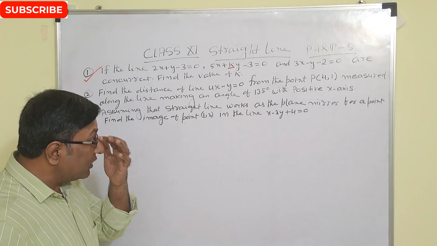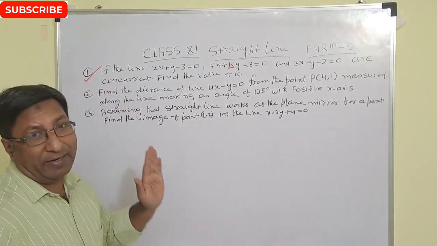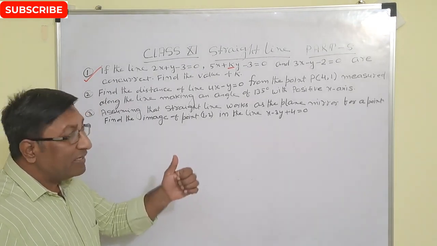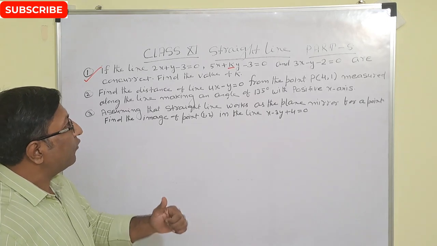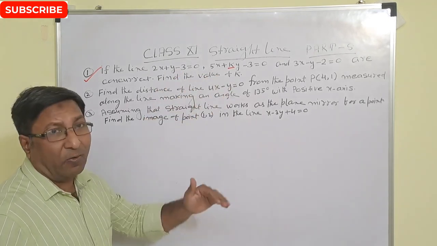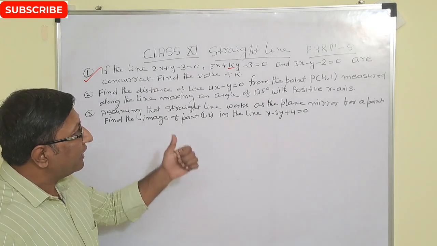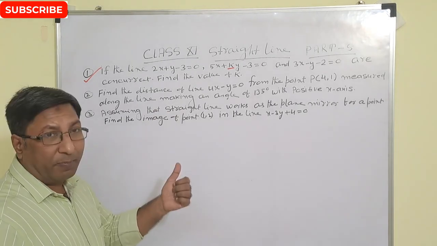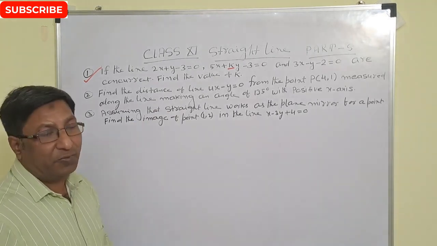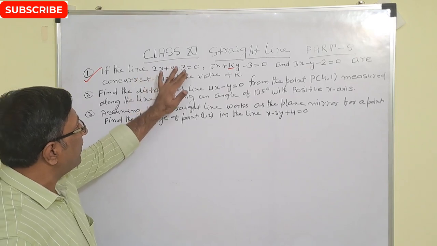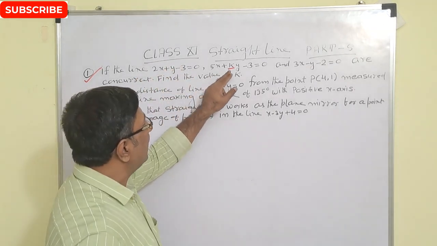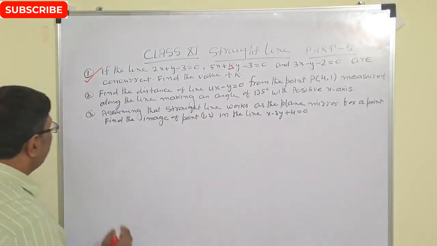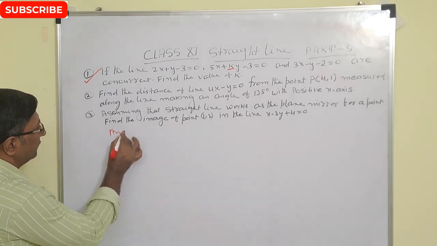So for this type of question, first you have to know what a concurrent line is. Two or more lines are concurrent when they meet at the same point. All three lines are concurrent, that means all three lines intersect each other at a common point. So there is one common point which satisfies all three equations: 2x plus y minus 3 is 0, 5x plus ky minus 3 equal to 0 and 3x minus y minus 2 equal to 0. So let us see how we solve this question.